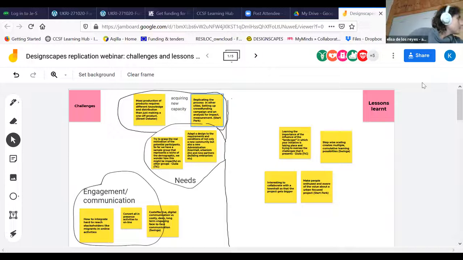There is a post-it that is catching my attention: cost-effective digital communication versus costly, deep, long-term engaged face-to-face. So I feel that sometimes we have what I call the illusion that with digital communication we can do everything, but we need to work more in this really costly digital communication.